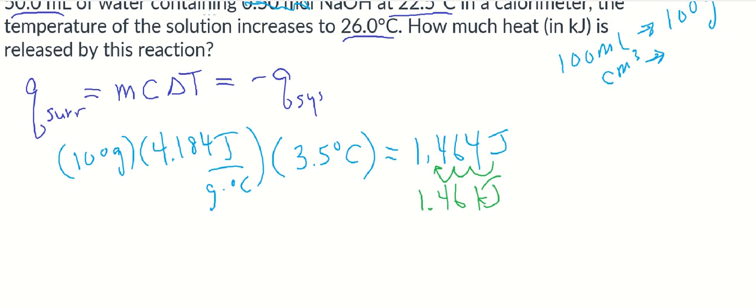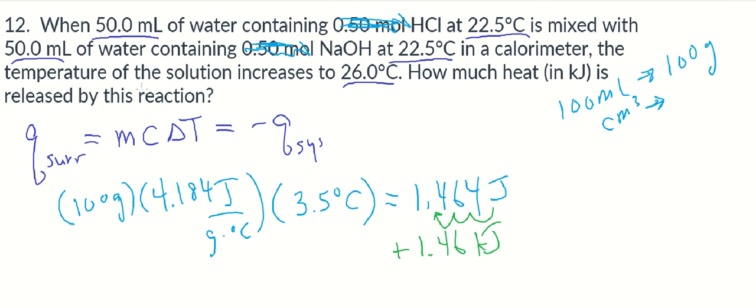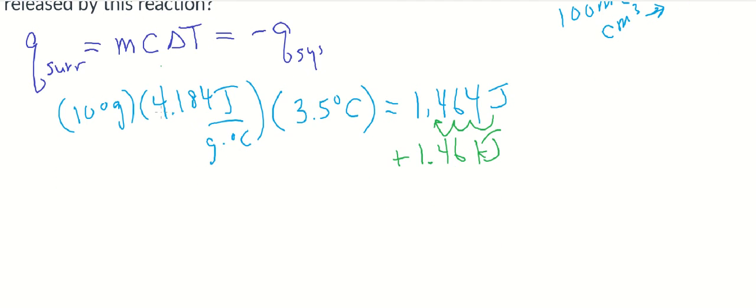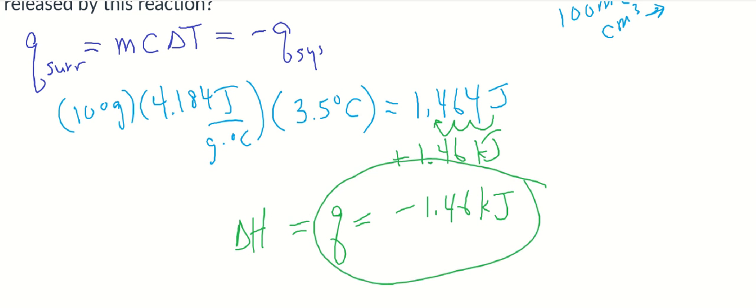All right, we're not done because this is, again, the amount of heat the surroundings gain, the water gain. Now, the reaction, this is asking about the reaction. How much heat is released by the reaction? So this is an exothermic reaction. We just flip the sign, and now we flip the perspective. It's negative 1.46 kilojoules is the amount of heat lost, right? Which is also equal to change in enthalpy, by the way, because the pressure is constant. Anyway, this is your answer.